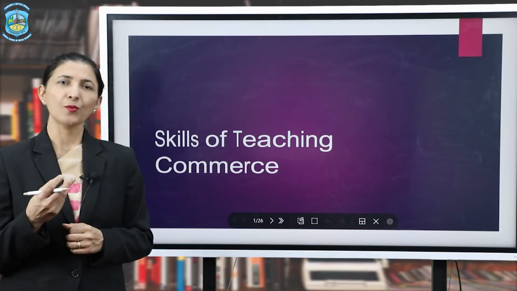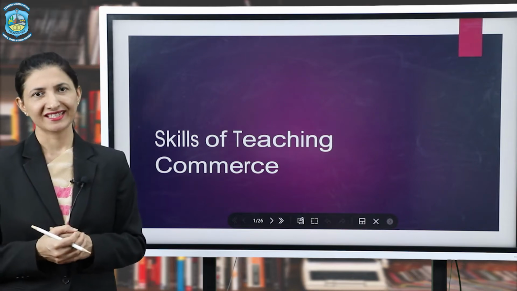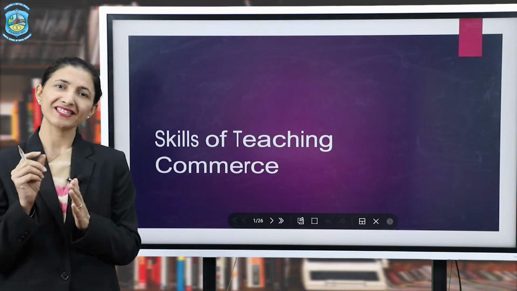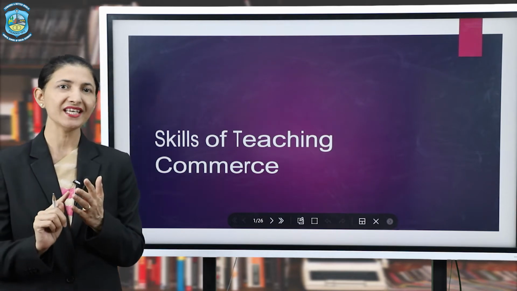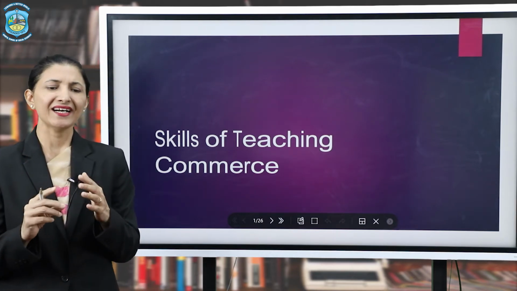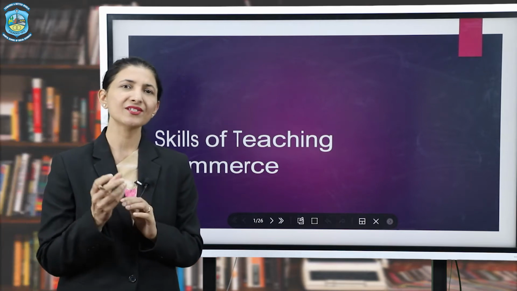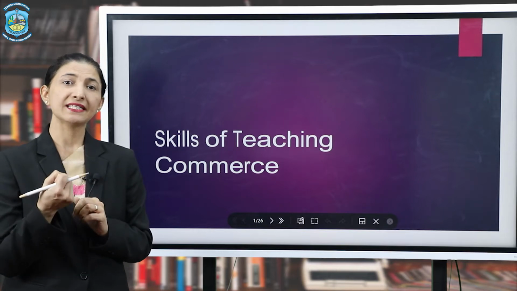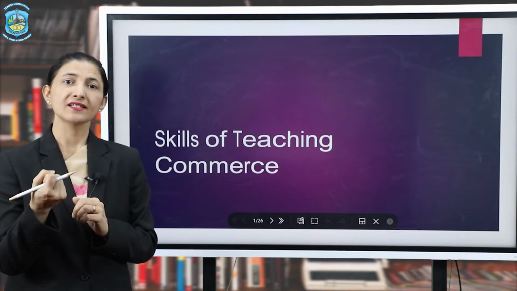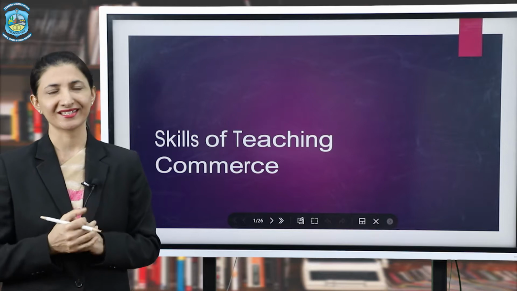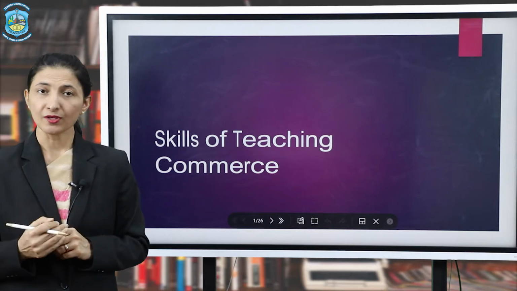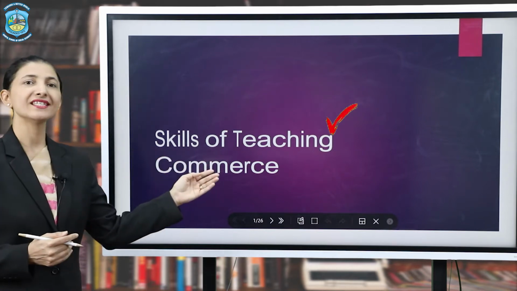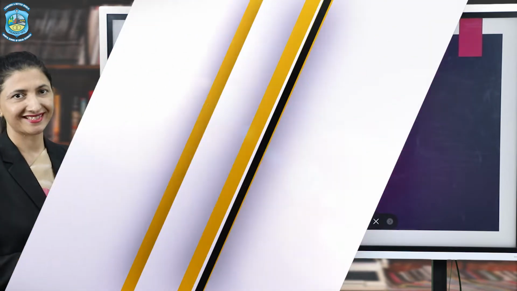Every teacher wants to teach impressively. It is only possible if the teacher has acquired the desired set of teaching skills. Under the teacher training program, teacher trainees are trained to achieve these desired skills of teaching a subject. So in this module, I'll be discussing the skills of teaching commerce.